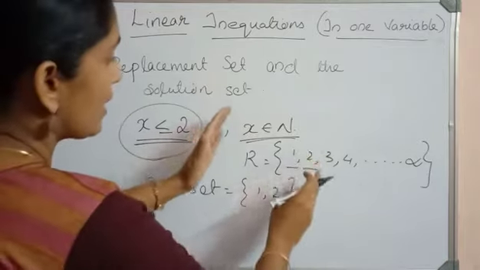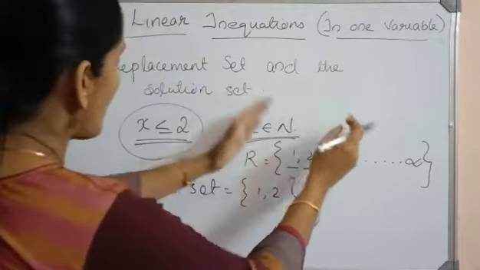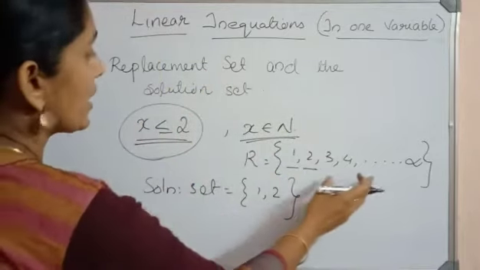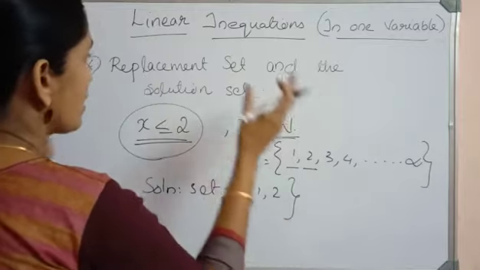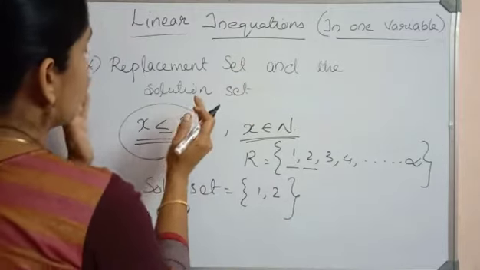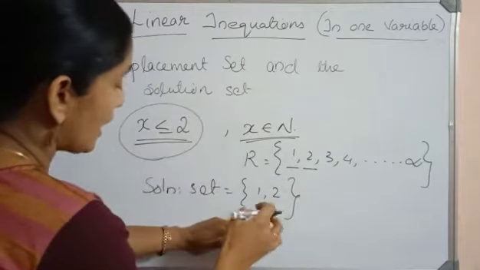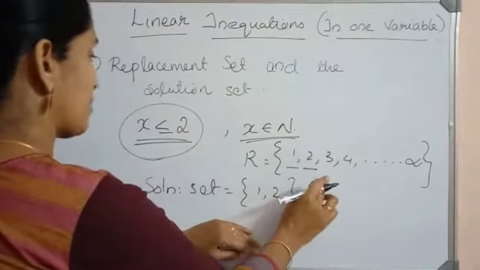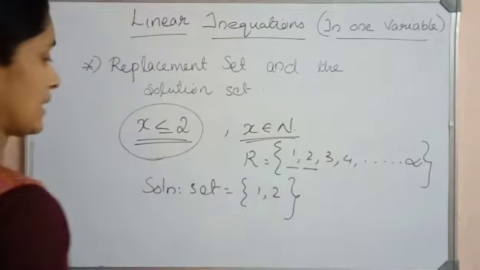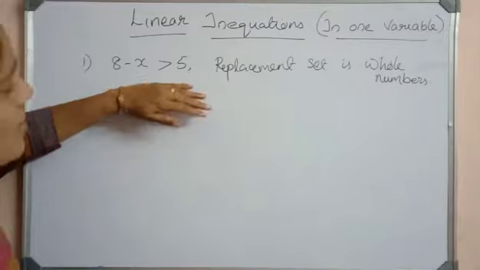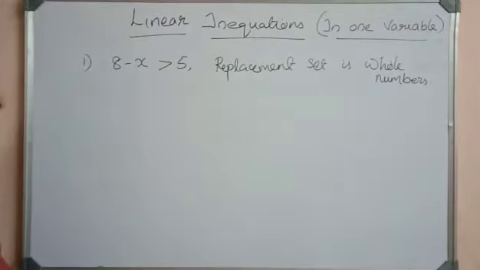Therefore, we can say that the set from which the values of x are chosen, that is the replacement set, and the answers for that particular expression that we get, should be a subset of the replacement set, and this is the solution set. Now let's solve a few of the sums on these linear inequations.